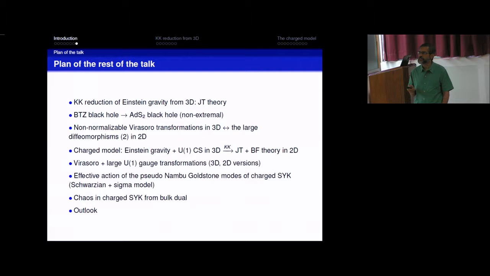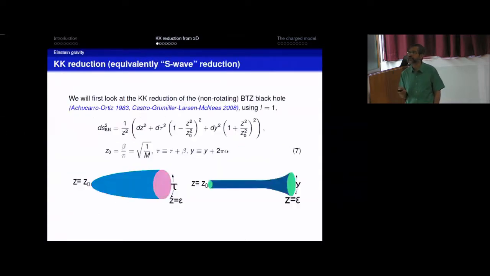So both in the 3D and 2D versions, the effective action of these Goldstones will reproduce correctly the charged SYK model, which has a Schwarzian plus a sigma model term. That's the new term. And I will very briefly, if time permits, mention the calculation of quantum chaos in these models and then summarize.